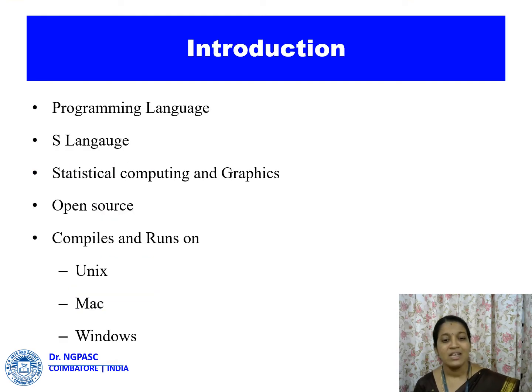Let us see, like C programming and Java, R is also one of the programming languages. It is derived from the S language. The most important features available in R programming are statistical computing and graphical methods. It is open source and it is freeware. So what are all the operating systems that support R programming? It supports all the operating systems. It compiles and runs on all operating systems such as Unix, Mac and Windows.